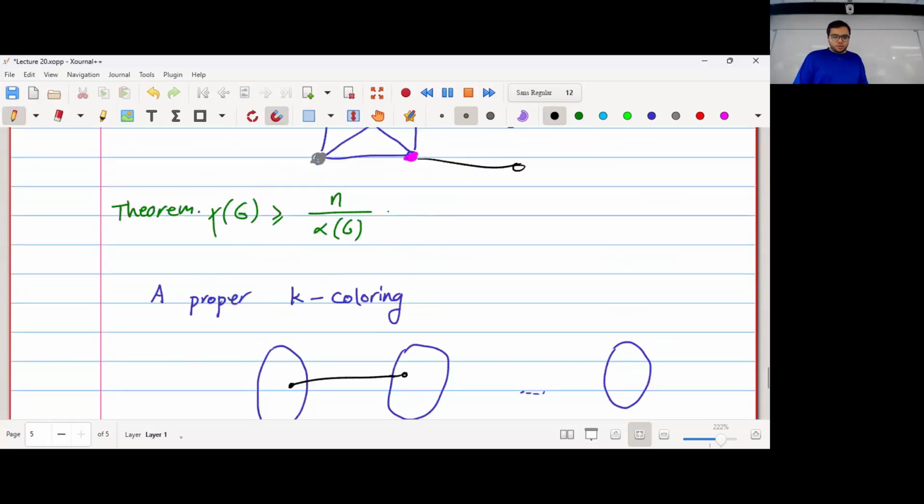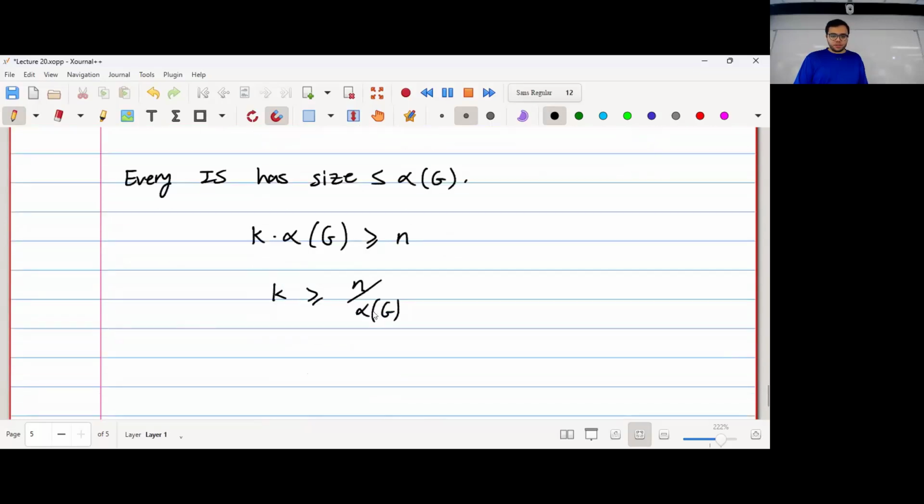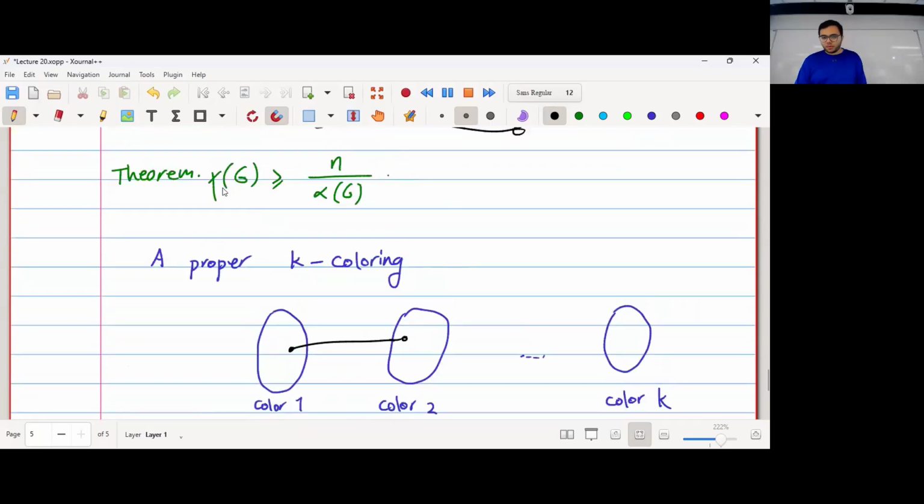And now to go from k to the chromatic number of G, just pick k to be the smallest possible k where you can have a k coloring. And that's the chromatic number of G. And this theorem holds for any k where you can have a k coloring. So we prove this, that the chromatic number is greater than or equal to n over alpha.